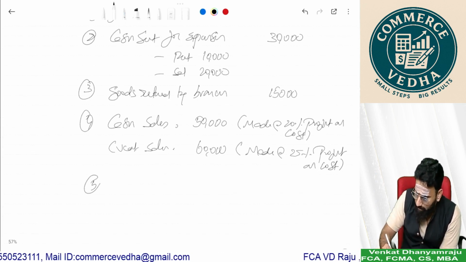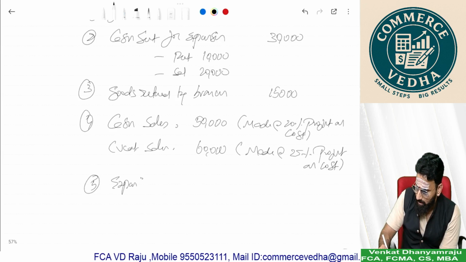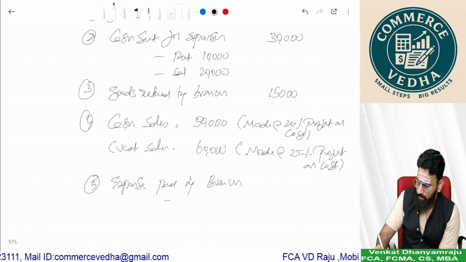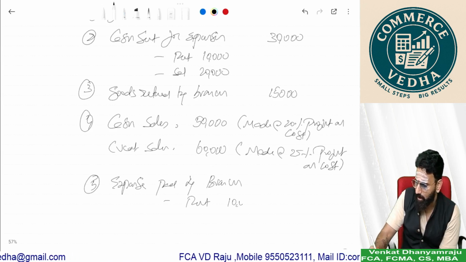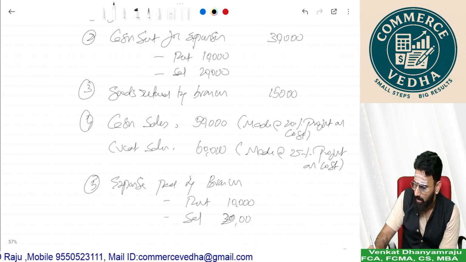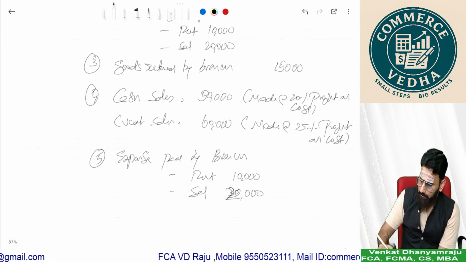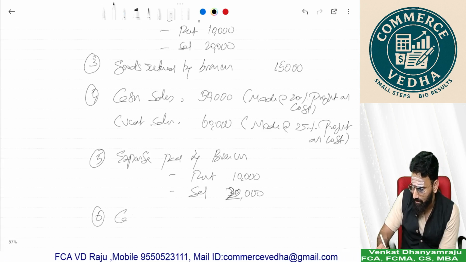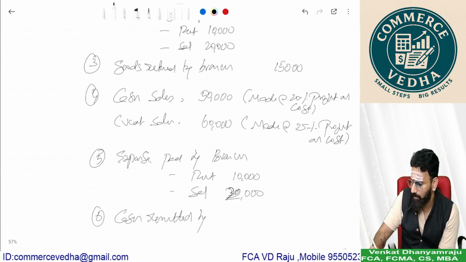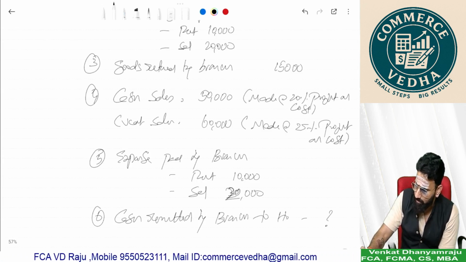And 5, expenses paid by branch. Same, rent, branch paid 10,000, and salaries, branch paid 20,000. So everything is given, and next it says cash remitted by branch to HO. This is question mark.